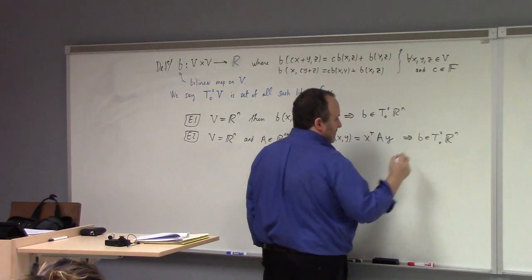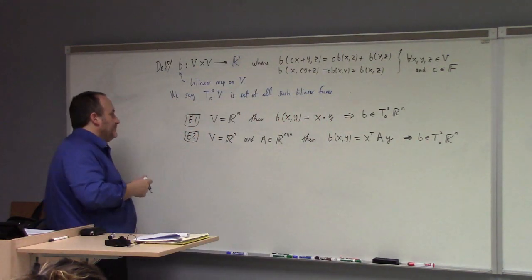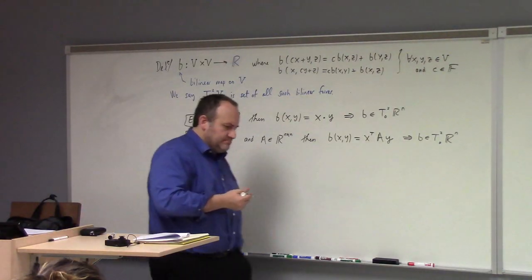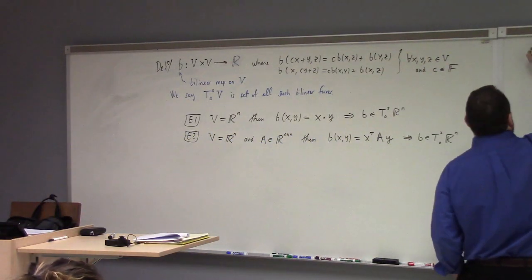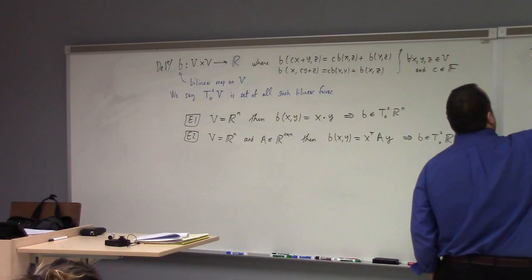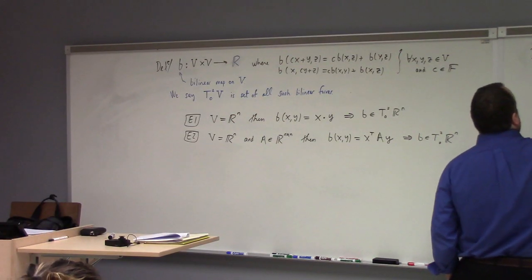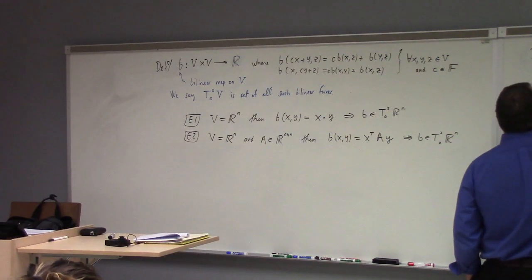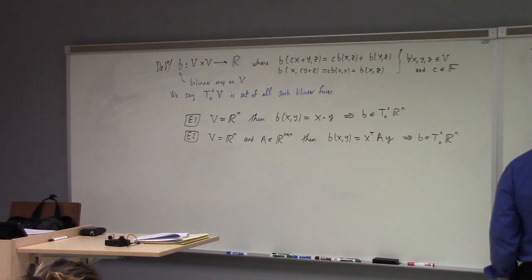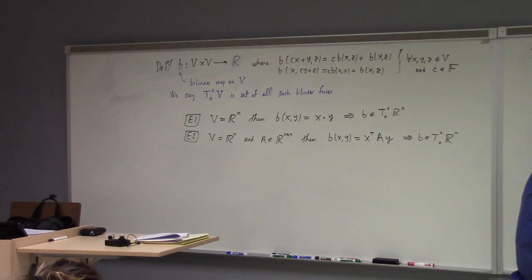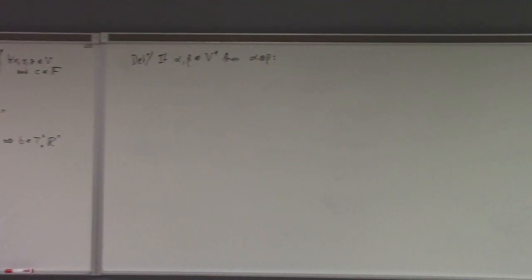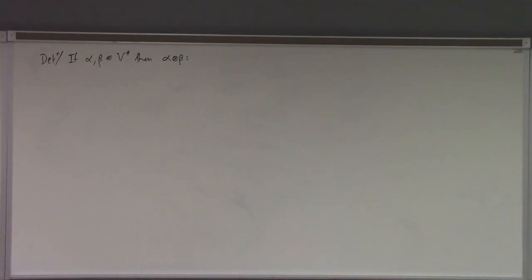All right. So if alpha and beta are elements of V dual, then alpha tensor beta, we're going to define. So I kind of threw this in at the end of last class, but I want to come back to it and go through it a little bit more completely.